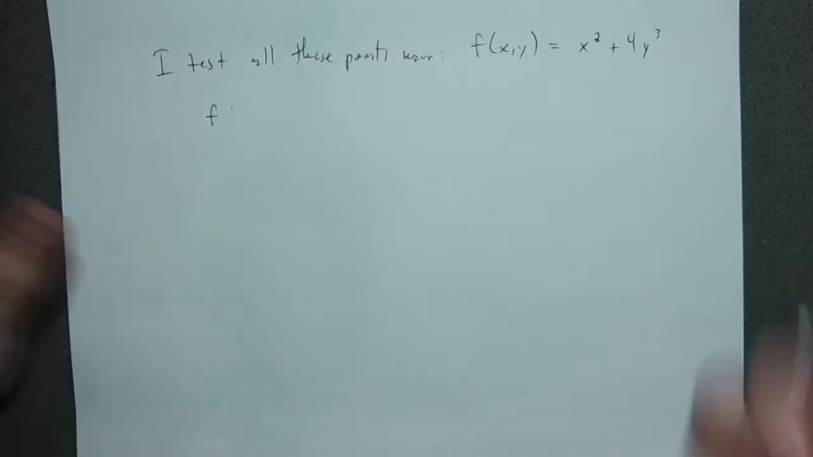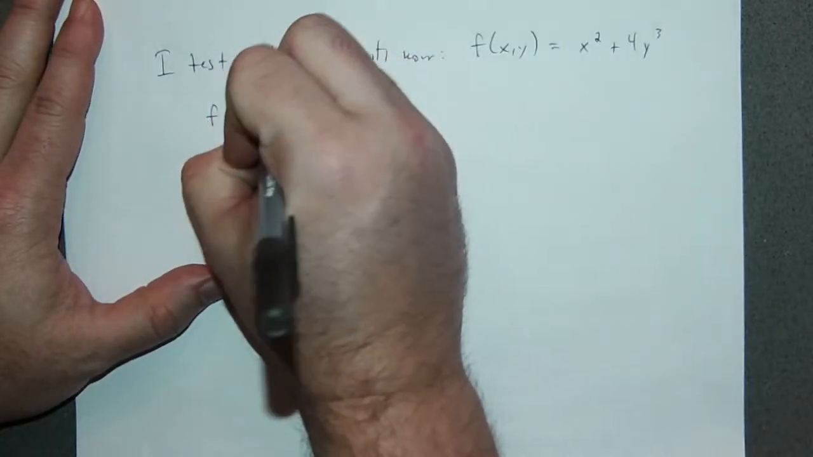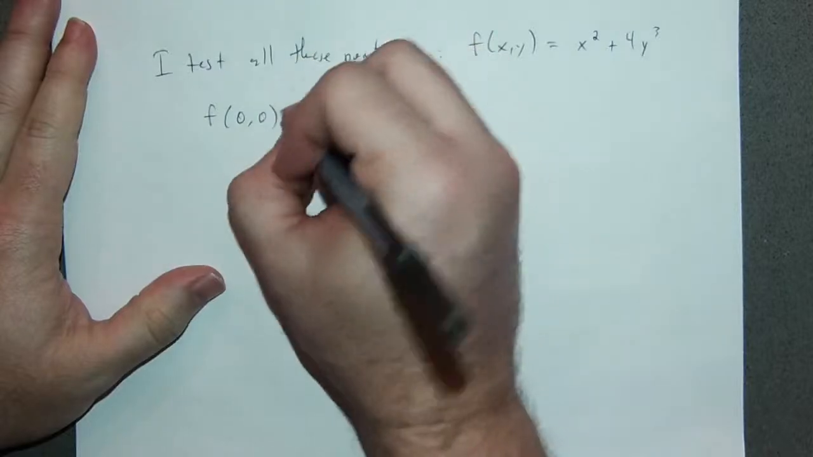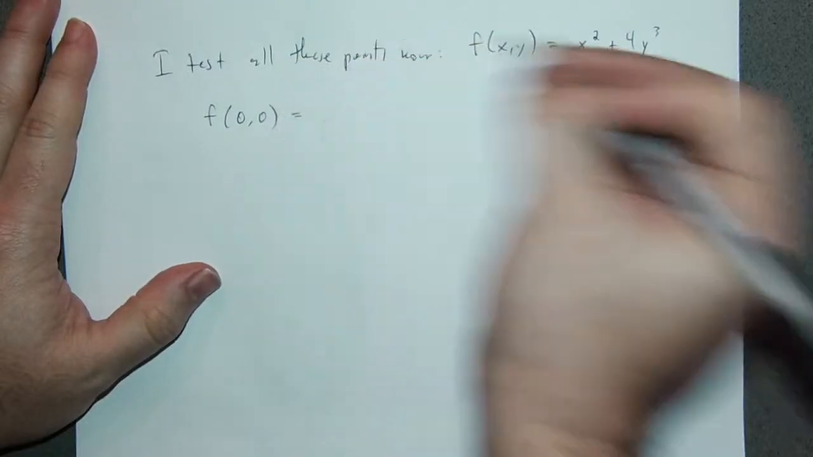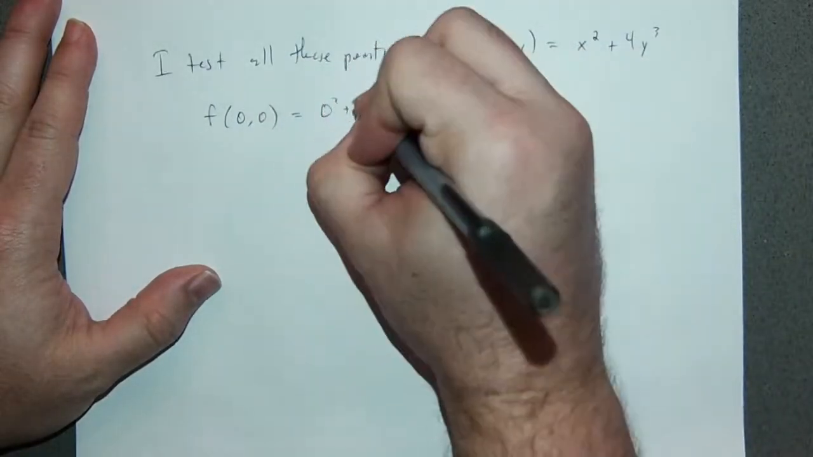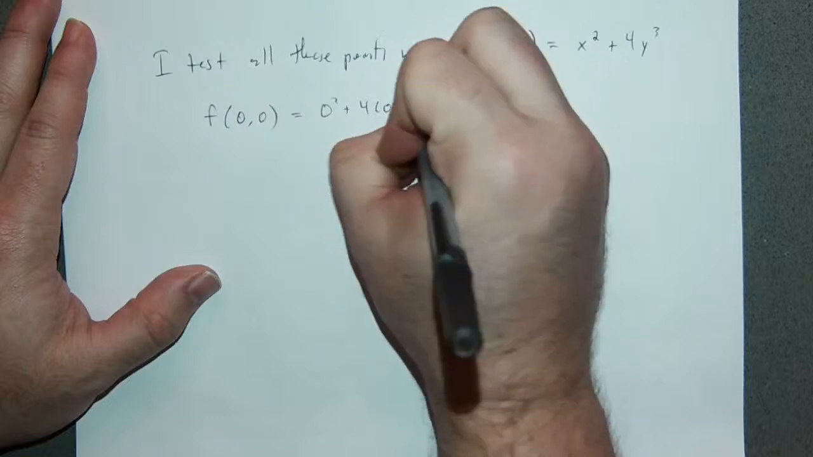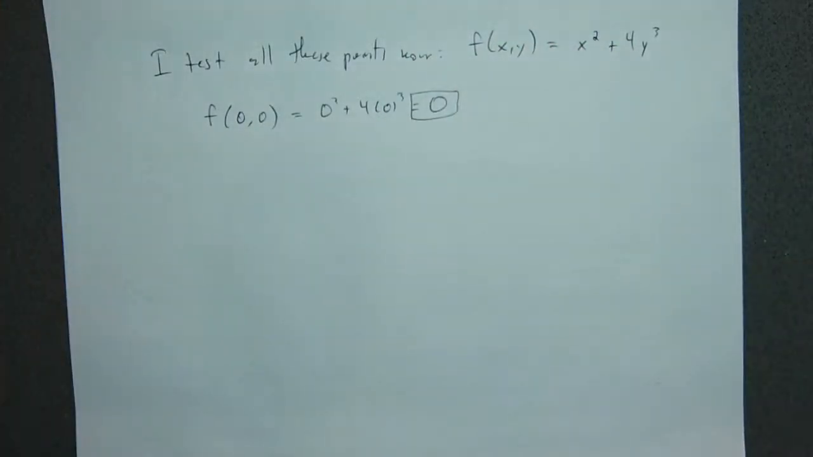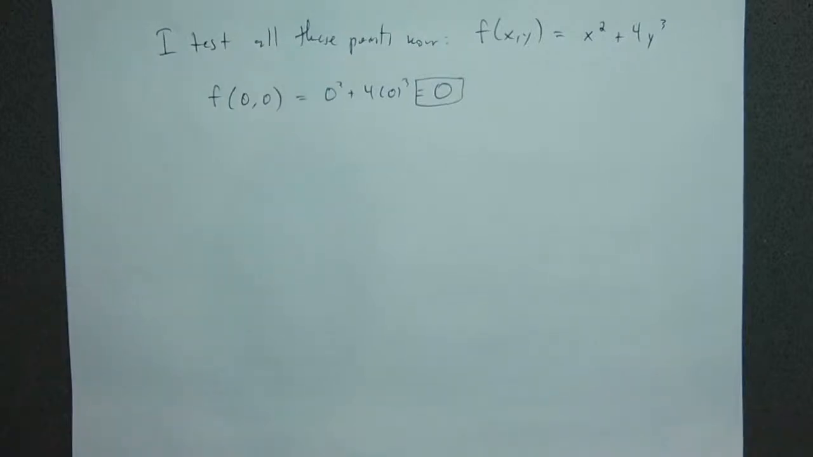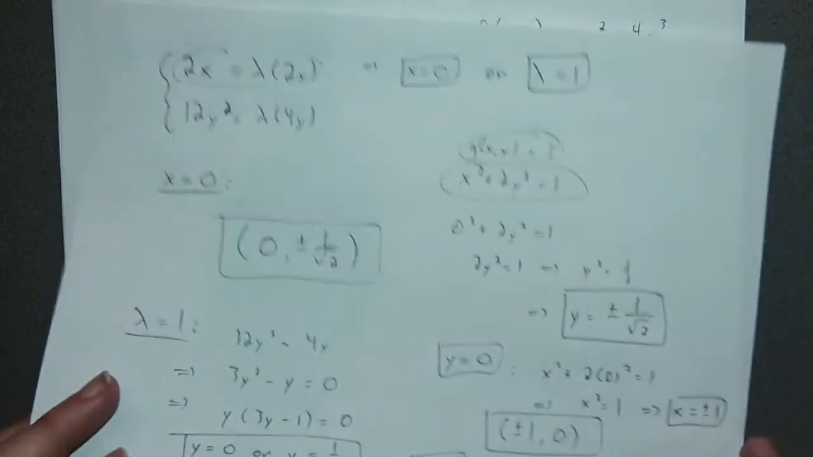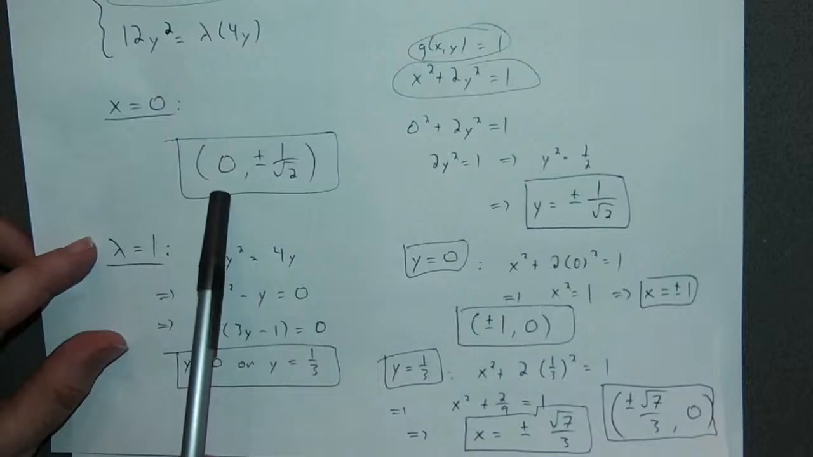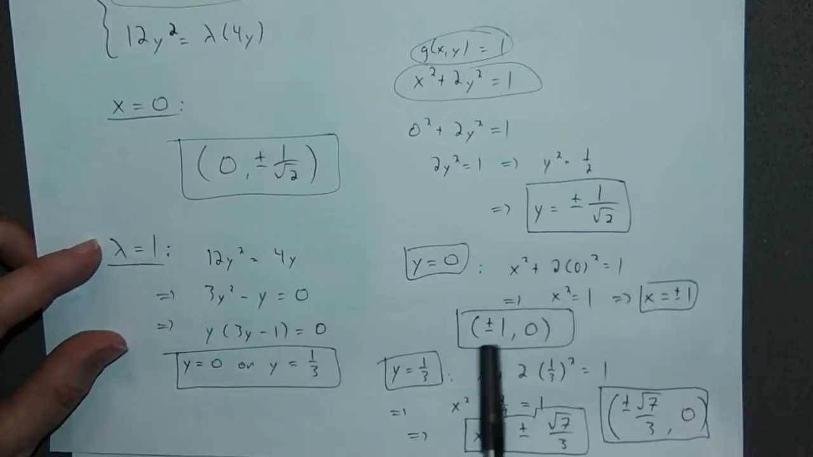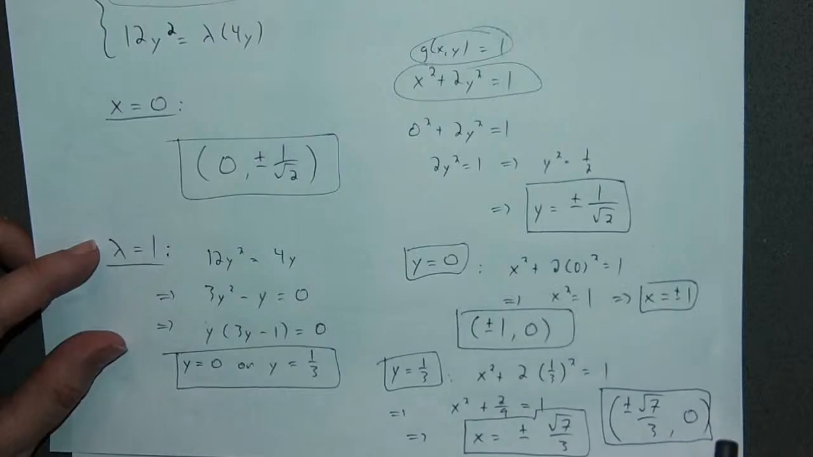So I test all my points. First of all, I had my critical point that I test. So f of 0, 0 is 0 squared plus 4 times 0 cubed. That's 0, okay? And I'm looking for largest or smallest values. Now, let's go through my candidate points. I had 6 of them, coming from the Lagrange multiplier business. So 0, plus minus 1 over root 2, plus minus 1, 0, and plus minus root 7 over 3, 0.